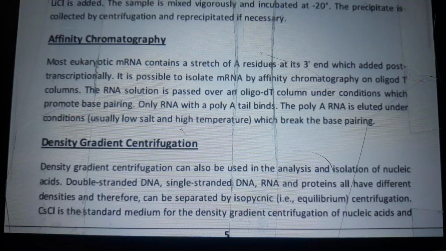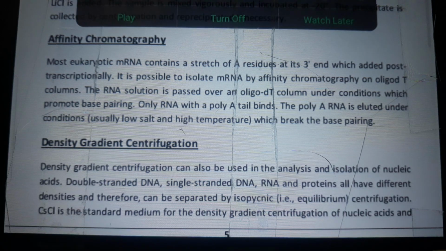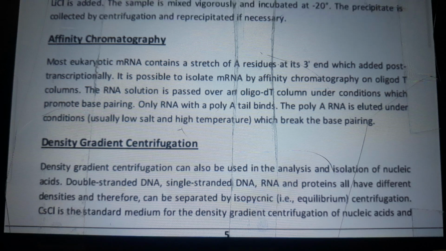Affinity chromatography. Most eukaryotic mRNA contains a stretch of A residues at its 3' end, which is added post-transcriptionally. It is possible to isolate mRNA by affinity chromatography on oligo-dT columns. The RNA solution is passed over an oligo-dT column under conditions which promote base pairing. Only RNA with a poly-A tail binds. The poly-A RNA is eluted under conditions, usually lower salt and higher temperatures, which break the base pairing.